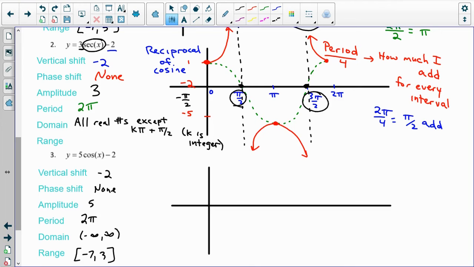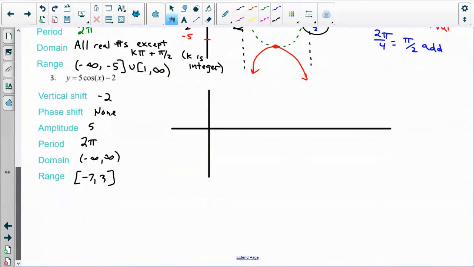Because if you plug in any integer value for k, 0 would give you pi over 2, 1 would give you 3 pi over 2, negative 1 would give you negative pi over 2, and so on. And then the range would be negative infinity to negative 5 union 1 to infinity. So it's a lot harder to write the domain and range for a secant or a cosecant problem.